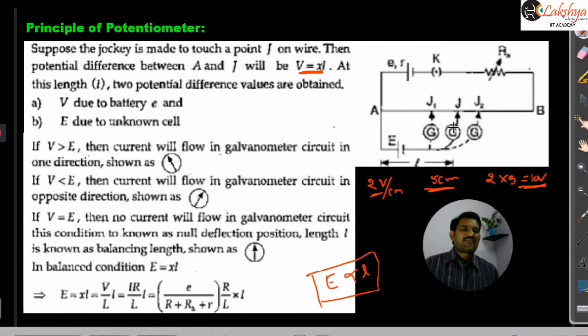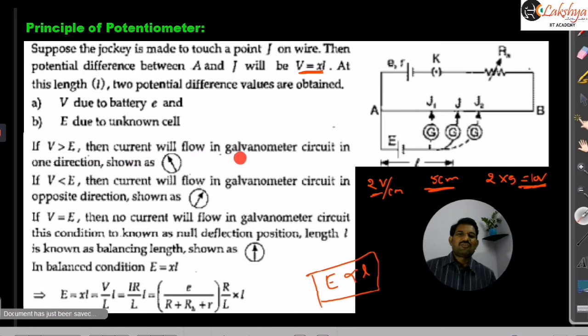If the jockey is J2, if the contact is made on the right side of this balancing point, then the potential difference across this AJ2 will be greater than the EMF of the cell. Then current will flow in the opposite direction. That is what I mentioned here. If V is greater than E, then current will flow in the galvanometer in one direction as shown. If E is less than V, if you are making the contact here, then current in the galvanometer will be in the opposite direction.